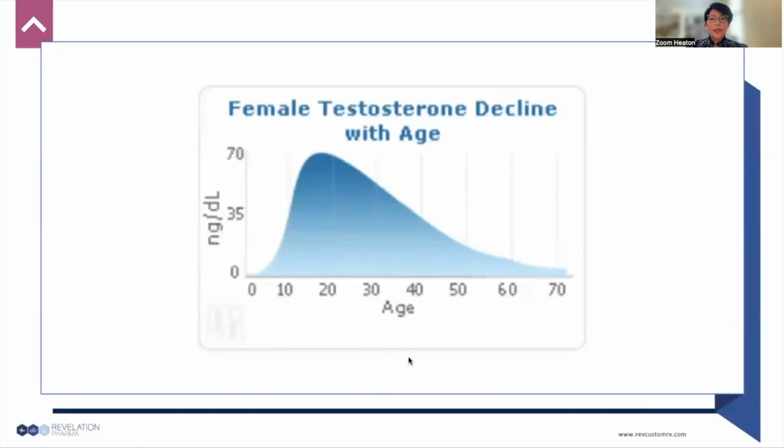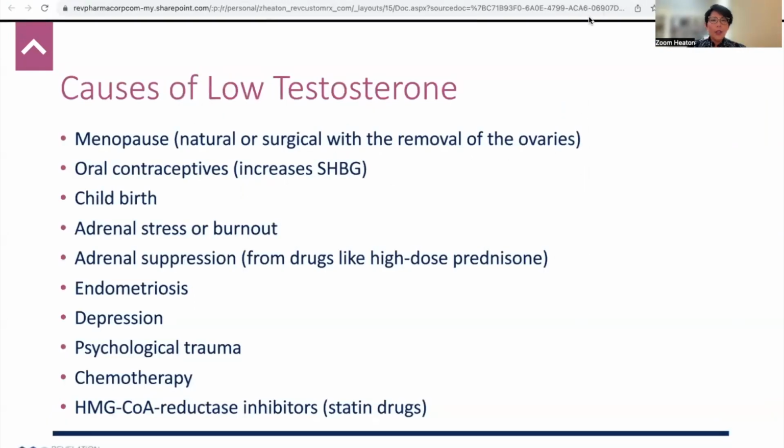And here is just a graph showing the decline of testosterone with age. And notice that we peak in our 20s and there's a steady decline. And by age 50, actually 40, it looks like we're pretty much halfway depleted. Some causes of low testosterone, of course, menopause, natural or surgical, with the removal of the ovaries.